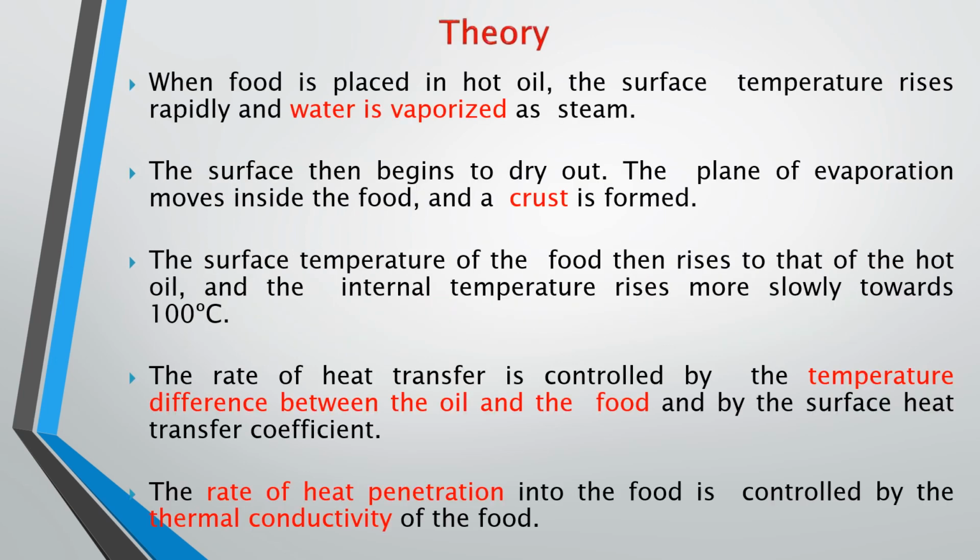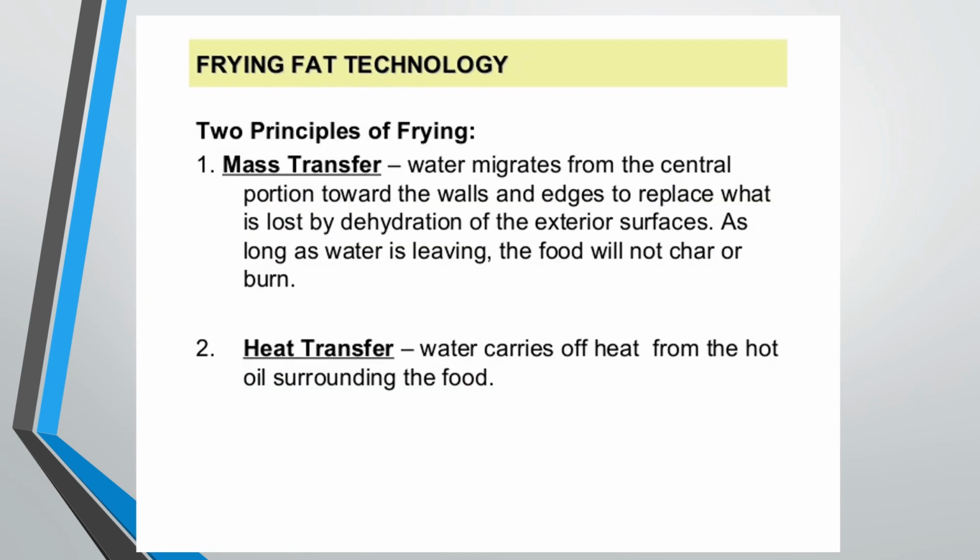When food is placed in the hot oil, the surface temperature rises rapidly and water is vaporized as steam. The surface then begins to dry out. The plane of evaporation moves inside the food and a crust is formed. The surface temperature of the food then rises to that of the hot oil and the internal temperature rises more slowly towards 100 degrees Celsius. The rate of heat transfer is controlled by the temperature difference between the oil and the food. The rate of heat transfer and thermal conductivity of the food is more important.